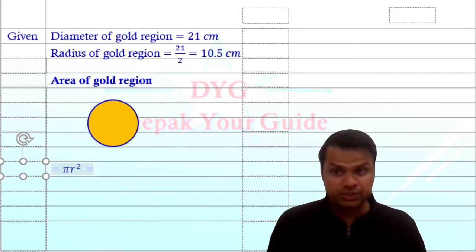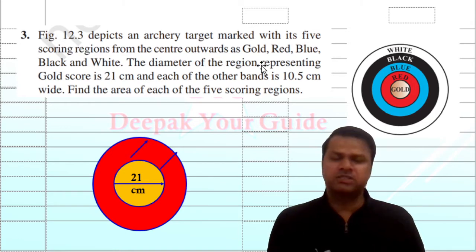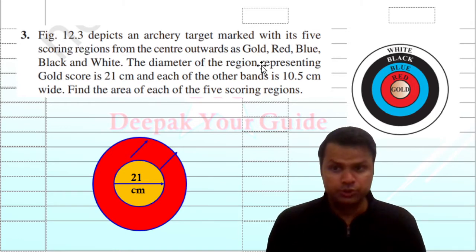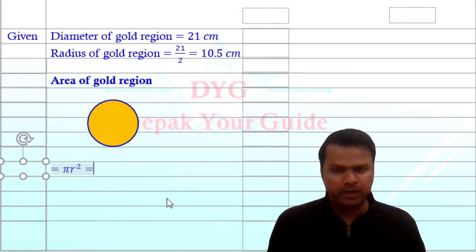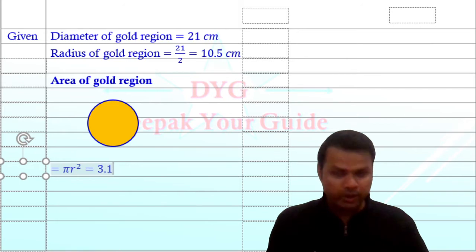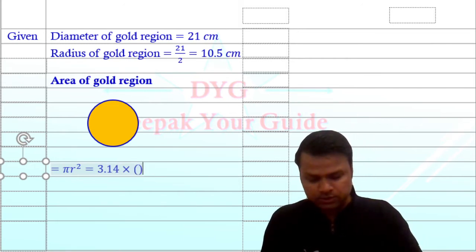Let's see if they have mentioned anything in the question or not. No, they did not mention. They did not specify what value of pi you should take. So we can take 22 upon 7 as well, or we can take 3.14. Now here I see that the radius is in decimal, so I am taking pi also in decimal. So 3.14, and we will multiply it with r square.